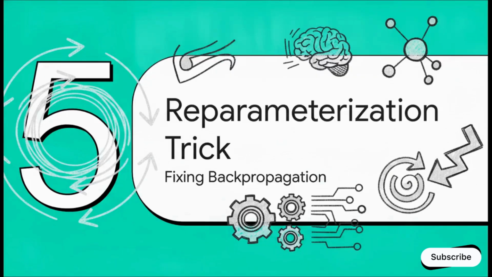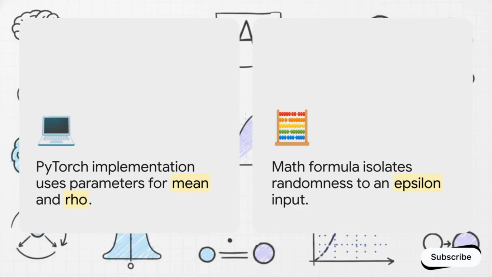That brings us to Section 5, the reparameterization trick, unblocking backpropagation. Back in 2015, the Blundell breakthrough gave us the reparameterization trick. And this brilliantly illustrates the sync between code and math. In the PyTorch implementation, you'll see the variables mu and rho. Now, these aren't just standard weights. They are the parameters of a distribution.